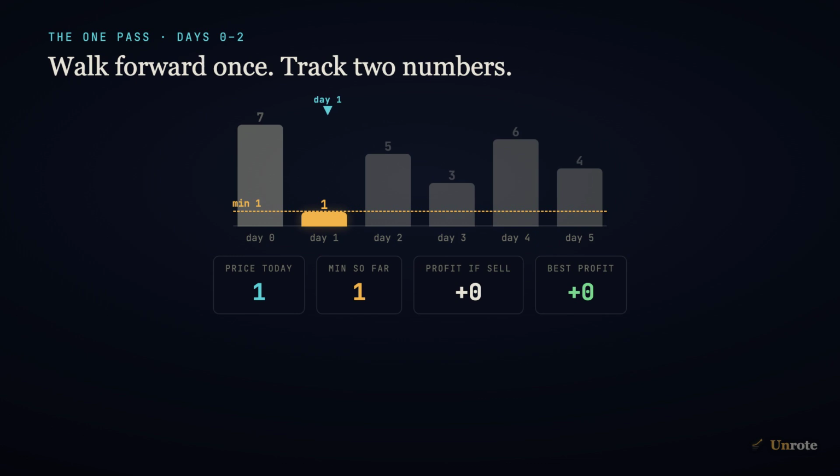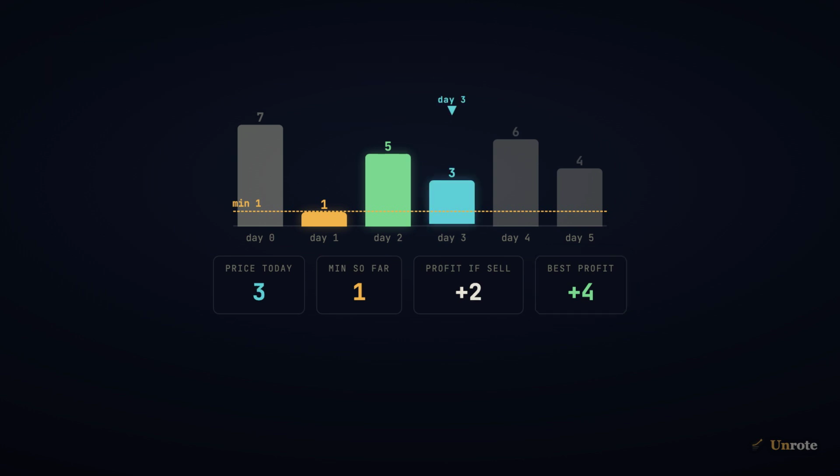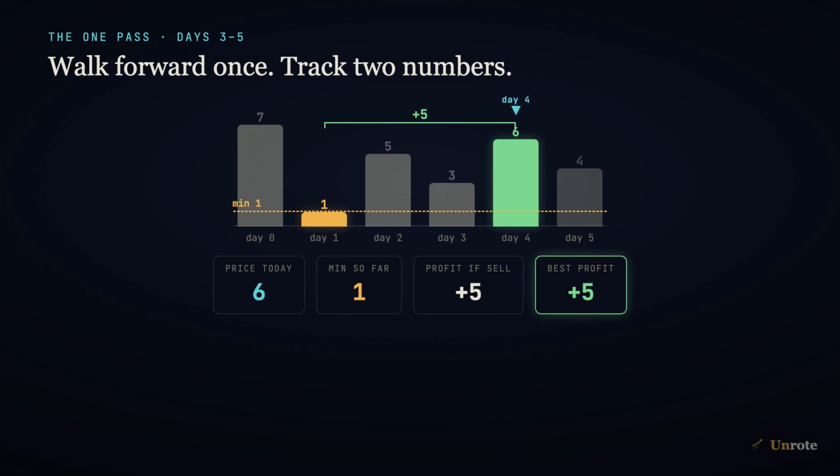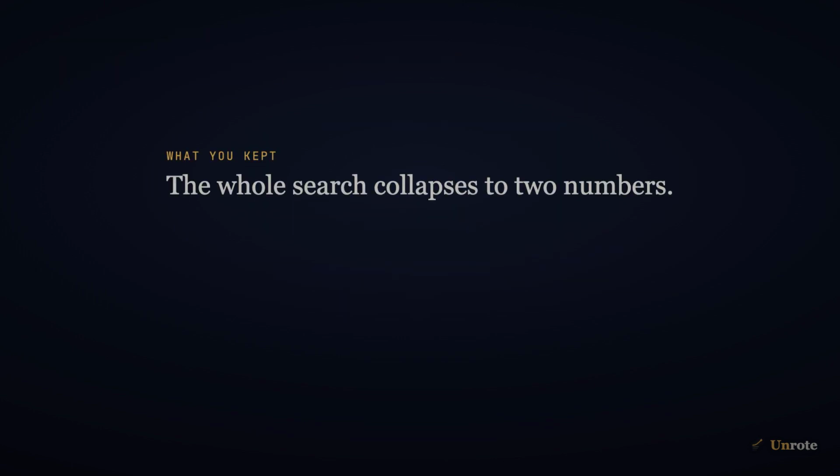Day 0, price 7, that's the cheapest yet. Day 1, price 1, cheaper still, our buy line drops. Day 2, price 5, sell now and we'd make 4, new best. Keep going. Day 3, price 3, only 2 profit, best stays 4. Day 4, price 6, and now we'd make 5, new best. Day 5, price 4, just 3, no improvement. 1 pass and the answer is 5. Buy at 1, sell at 6.